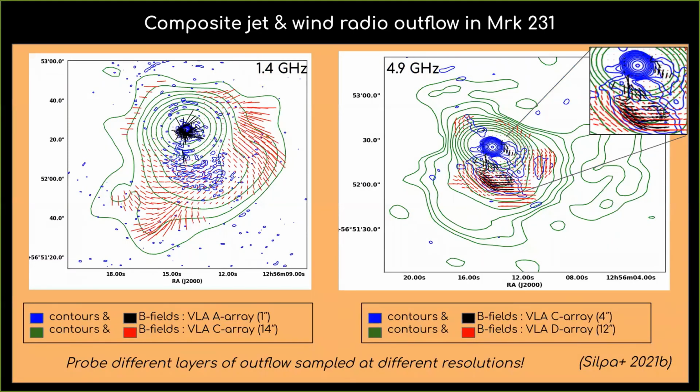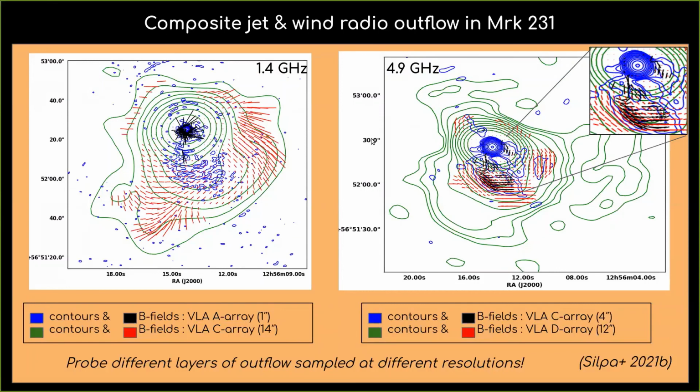This is another source, Markarian 231, which is known to be transitioning from the radio quiet to radio loud state. And here we present the historical VLA images of the source at 1.4 GHz on the left and 4.9 GHz on the right. In both these panels, the green contours and red ticks correspond to around 10 arcsecond scale images, whereas the blue contours and black ticks correspond to higher resolution, that is around 1 to 4 arcsecond scale images. In both these panels, the ticks represent magnetic field vectors, which have been obtained by rotating the polarization vectors by 90 degrees, assuming optically thin emission.